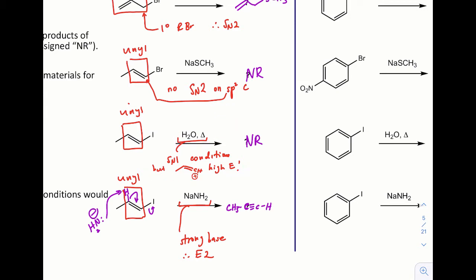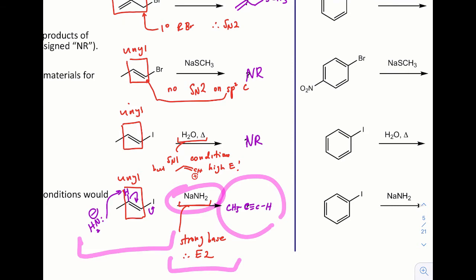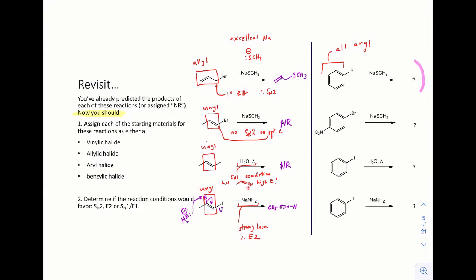However, heterolysis of this carbon-iodine bond is highly unlikely because the vinyl cation is high energy. Thus, I predict no reaction. Finally, treatment with a strong base, sodium amide, is predicted to result in an E2 reaction, yielding an alkyne product. Now, if you have not predicted the products for the aryl halides, please do so, and then join me.